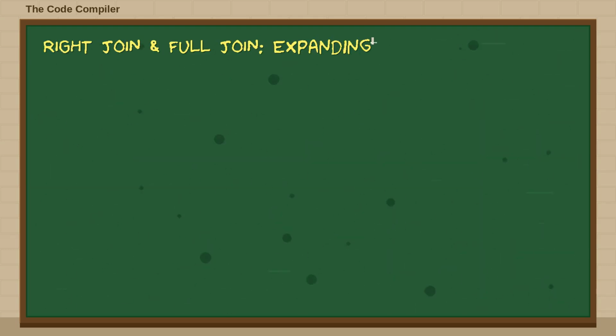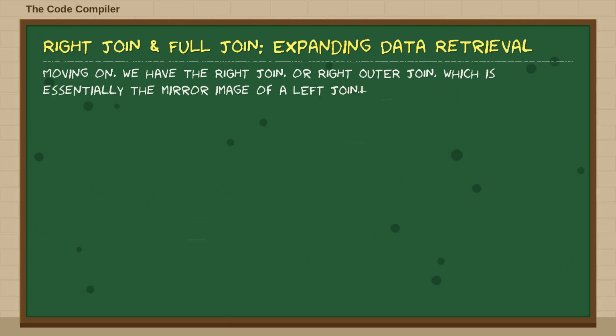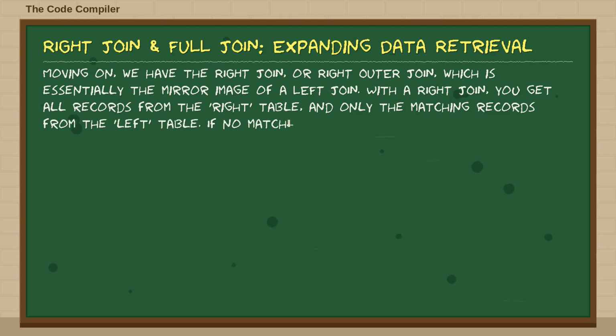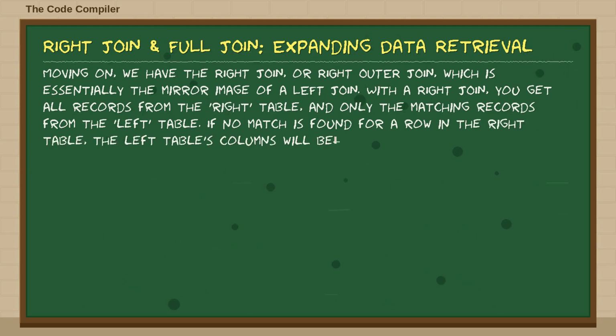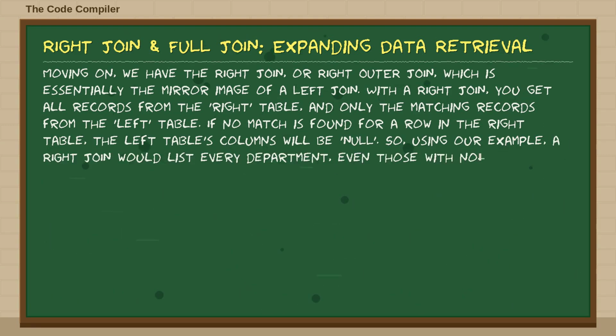Moving on, we have the right join, or right outer join, which is essentially the mirror image of a left join. With a right join, you get all records from the right table, and only the matching records from the left table. If no match is found for a row in the right table, the left table's columns will be null. So, using our example, a right join would list every department, even those with no employees, alongside any employees belonging to them. It is crucial to understand which table serves as your primary focus.